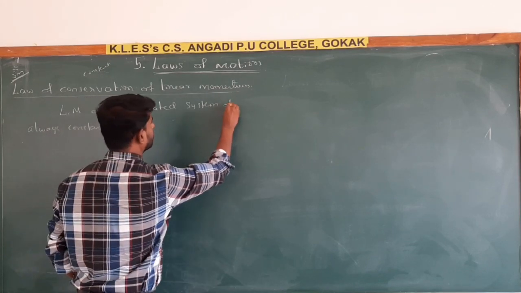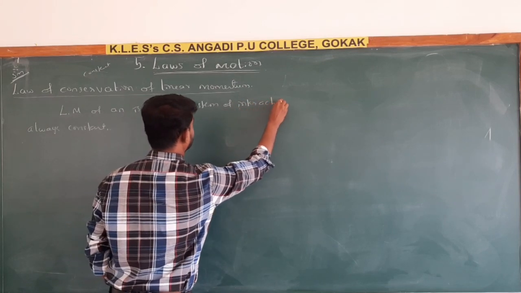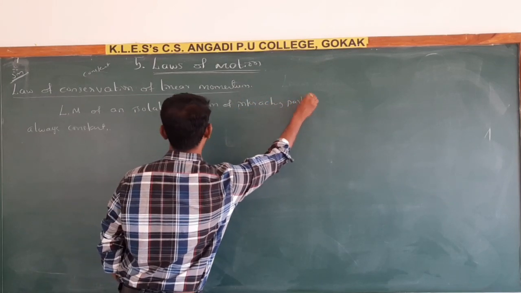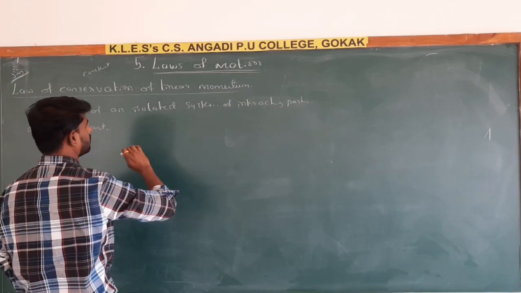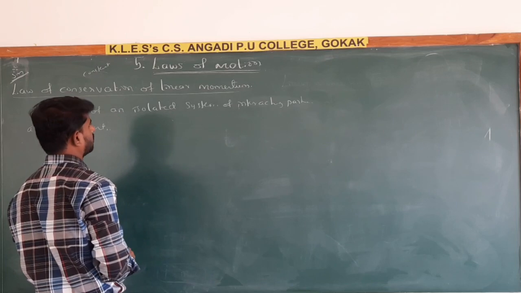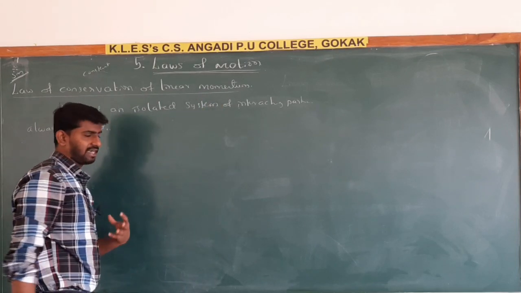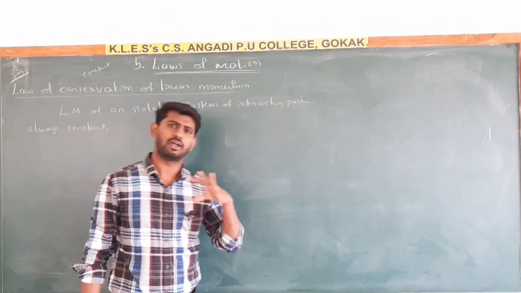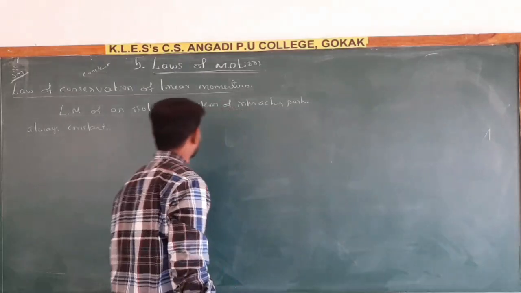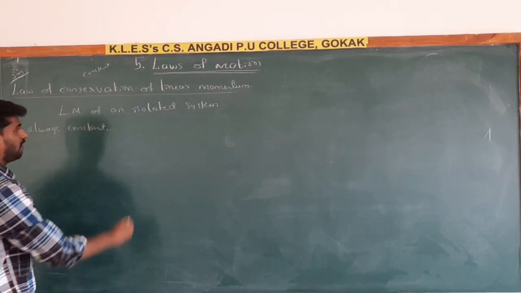Okay, so for interacting particles, the linear momentum of an isolated system is always a constant. So this is the statement. Okay, so how to prove this one?